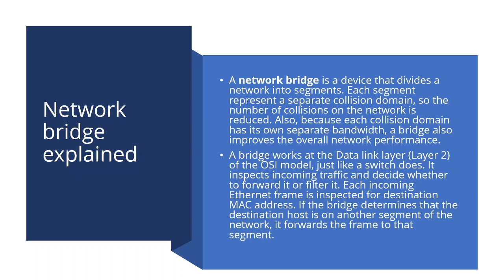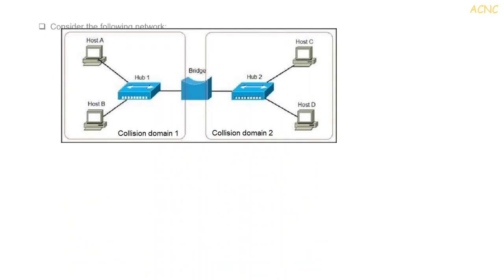A bridge works at the data link layer. That means the bridge works at OSI layer 2, the data link layer, just like a switch does. It inspects incoming traffic and decides whether to forward it or filter it. Each incoming Ethernet frame is inspected for the destination MAC address. If the bridge determines that the destination host is on another segment of the network, it forwards the frame to that segment. So let's see an example.